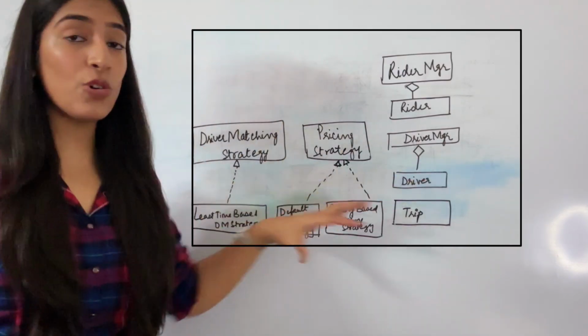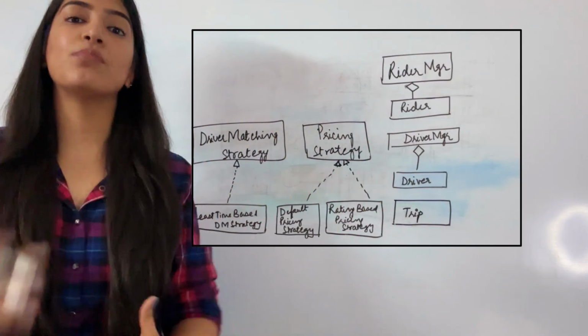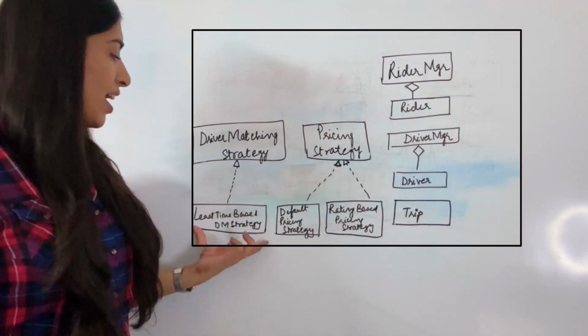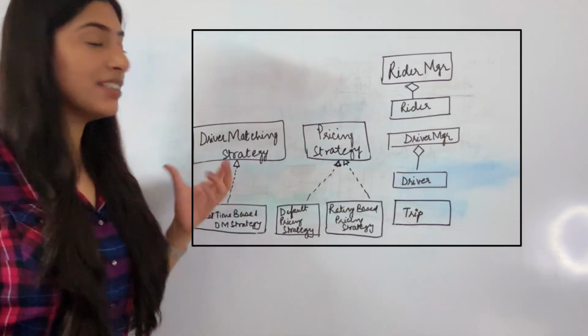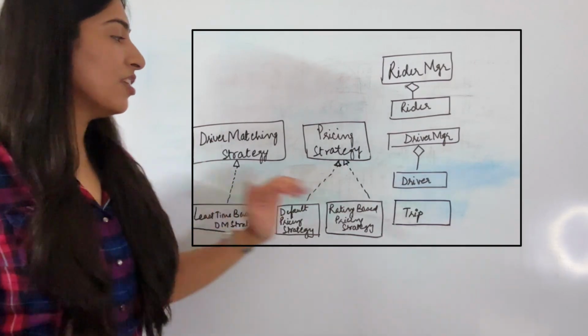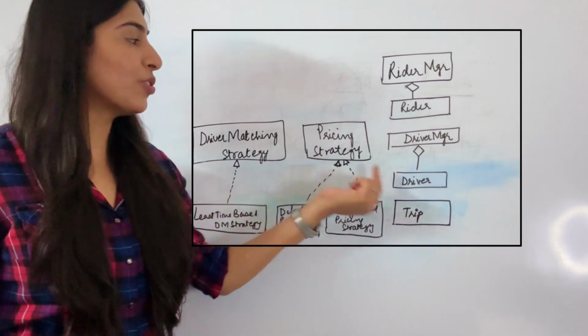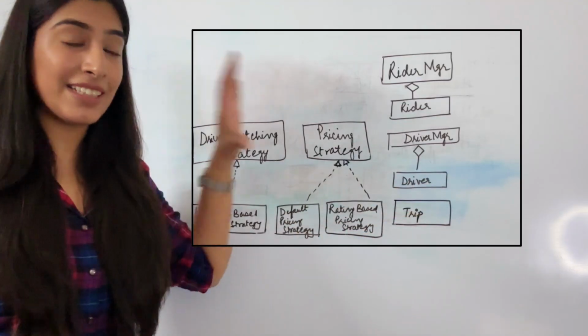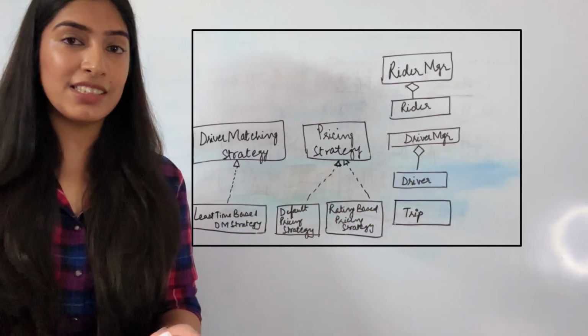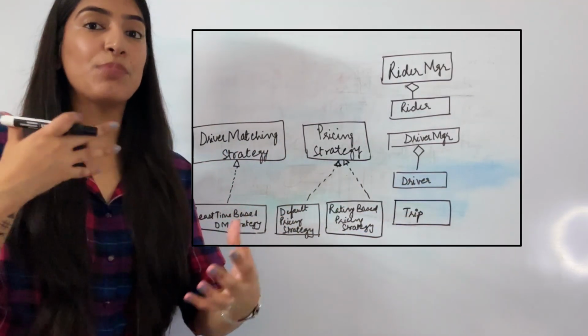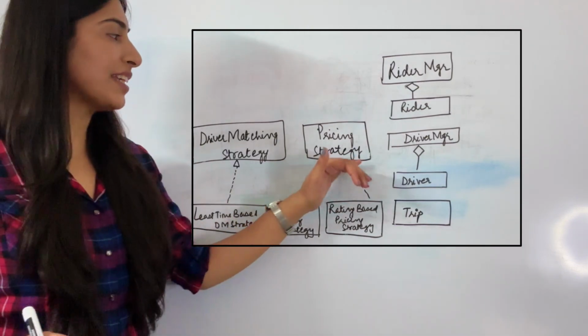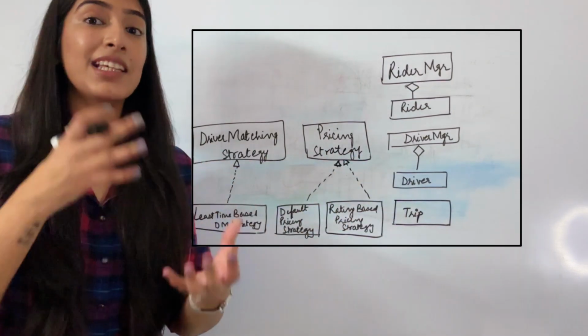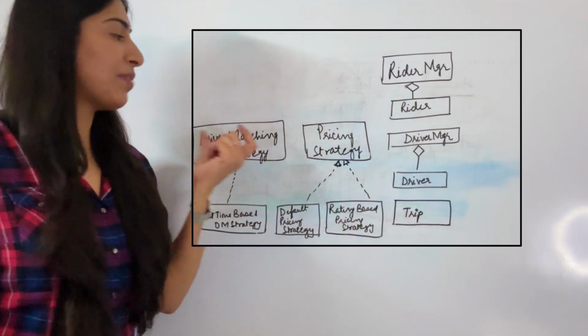So how is this code extendable? Tomorrow, say we have another strategy, we can just add it. We will have one more strategy that is going to implement pricing strategy or driver matching strategy. So this is very, very extendable, any number of strategies can be supported. And when we have to support a new strategy, all we have to do is inherit from pricing strategy and implement the function calculate price or match driver.